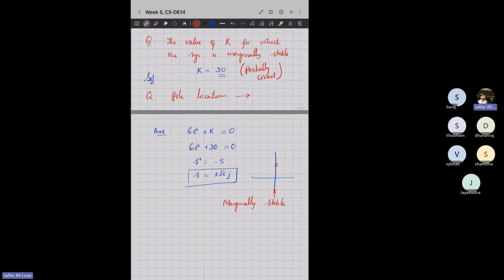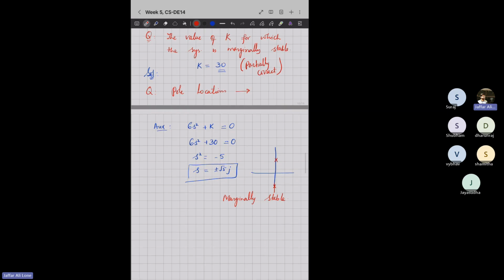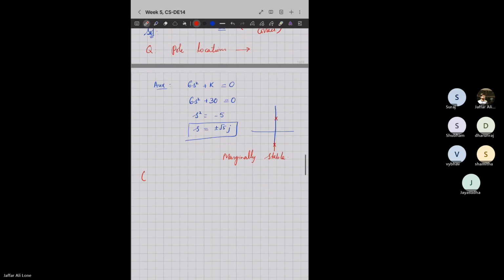Is it clear? Yes, sir. Anybody has any doubt here? Jaya Sudha, any doubt?